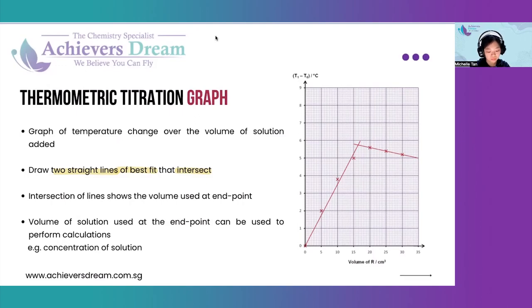This intersection shows the volume that is used at the endpoint. So we can see from here what was the volume at this point, and this would be when the reaction was complete. This volume of solution that was used at the endpoint can then be used to perform calculations that you would typically be doing for any titration experiment, such as concentration of solution, percentage purity, and so on.